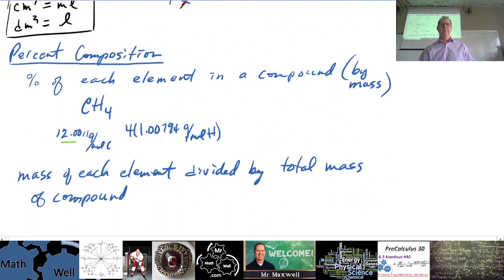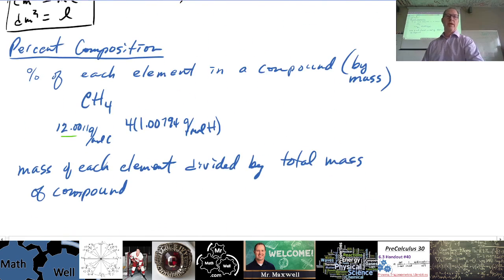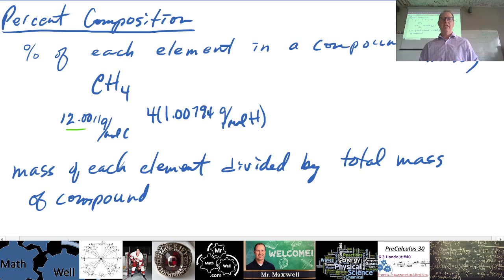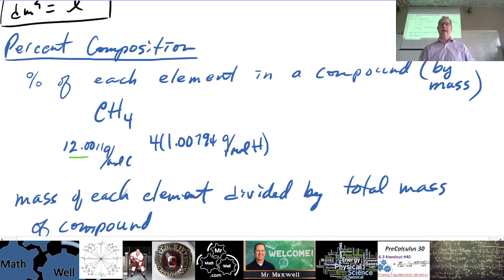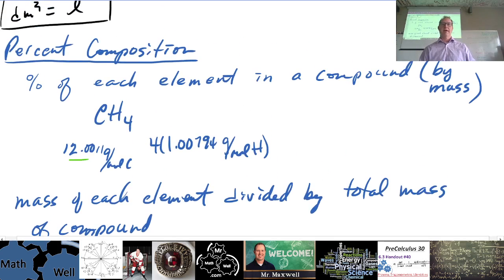All right. Percent composition we also just got finished doing, and it's basically the percent of each element in a compound, and that's percent by mass. Okay, it's percent by mass. So it's not by moles, it's by mass. So if I have CH4, the mass of, let's say, 1 unit of CH4, if we're talking about grams, we're talking about 1 mole of CH4.